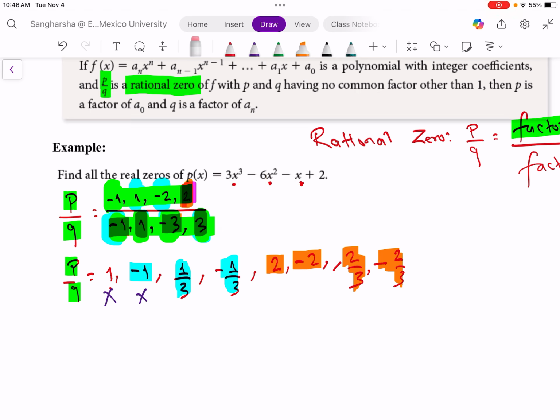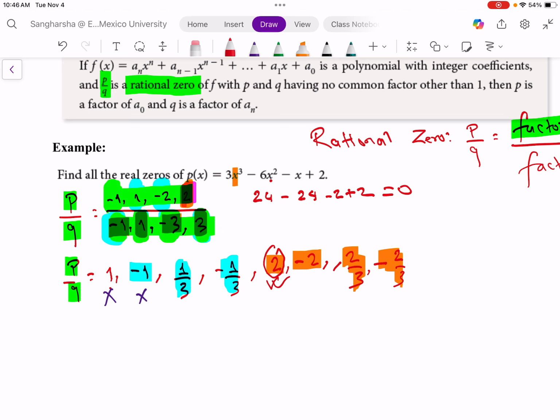Now before fractions, let me take positive 2. Fractions are not easy, so let me take 2. So let's replace every x by positive 2. So 3 times 2 cubed. 2 cubed is 8, and 8 times 3 is 24, right? Negative 6 times 2 squared: 2 squared is 4, and 4 times negative 6 is negative 24. Now minus 2 plus 2. This is 0, right? It means 2 is a real zero. So we have 2 as a real zero.